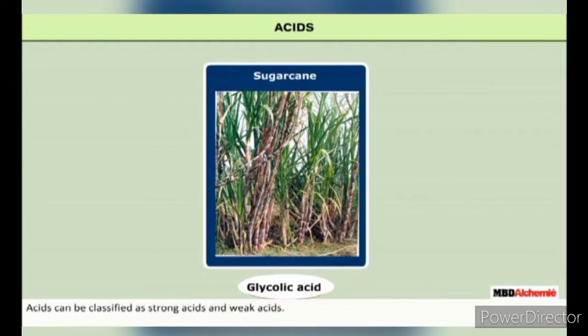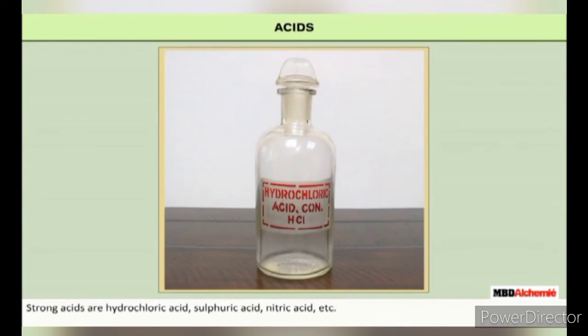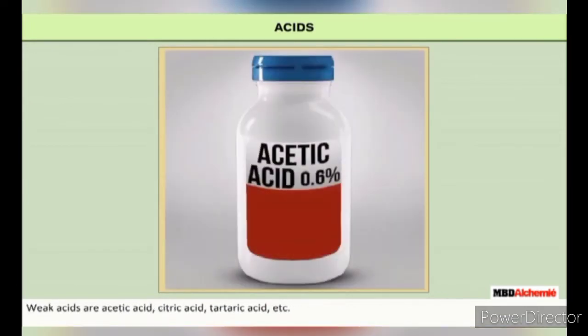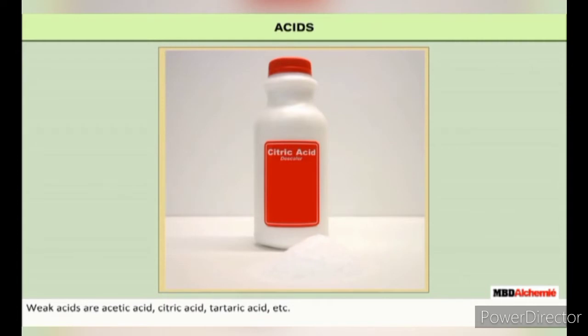Acids can be classified as strong acids and weak acids. Strong acids are hydrochloric acid, sulfuric acid, nitric acid, etc. Weak acids are acetic acid, citric acid, tartaric acid, etc.